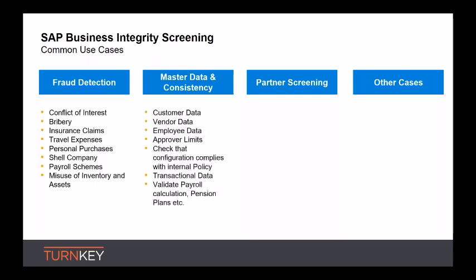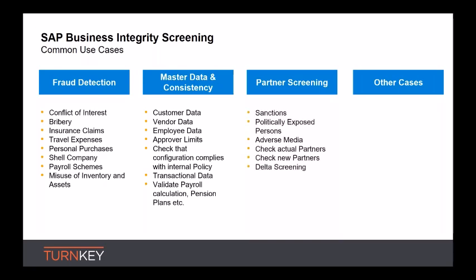You can also do master data and consistency checks. For example, you have customer data in the system, vendor data in the system. You can validate, for example, if the tax ID is entered or missing data, if the tax ID is in the same country that the vendor is located. You can also do checks on your employee data. And this is not about detecting fraud, that we have specific fraud scenarios on the left fraud detection side. This is more to check if data is missing. So someone forgot to enter the data or did incorrect entries. So this can be validated with business integrity screening as well.